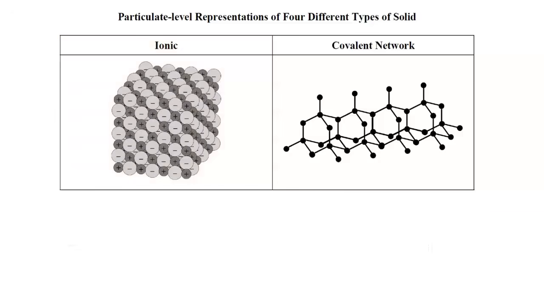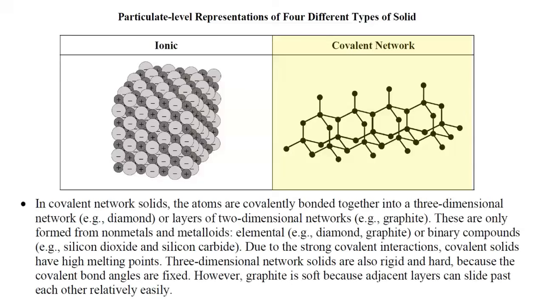And then we have covalent network solids. In covalent network solids, the atoms are covalently bonded together into a 3-dimensional network, for example, diamond, or layers of 2-dimensional networks, for example, graphite. These are only formed from nonmetals and metalloids. Elemental, for example, diamond and graphite, or binary compounds, for example, silicon dioxide and silicon carbide.